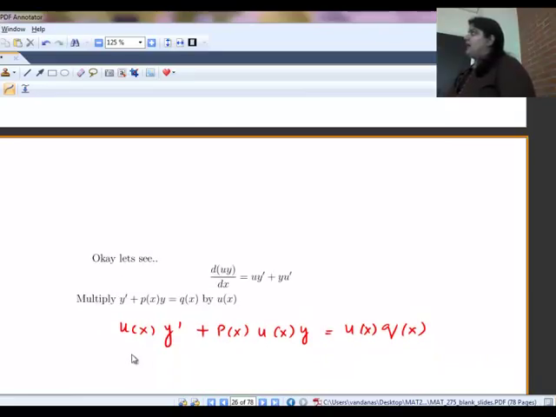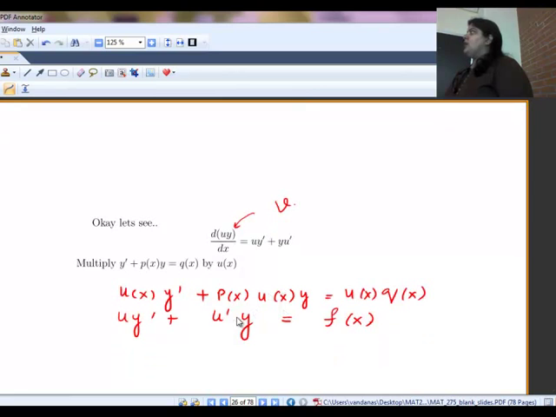And if I look backward, u y prime I am getting, okay, that's fine. u y prime I should get, and this should be equal to some f(x). If u times y will become my v, right? So this is combining here. So basically first, what is u? I can compare these two terms. So I'll get p(x) u(x) to be equal to u prime, or I will rewrite it as p(x) times u(x).